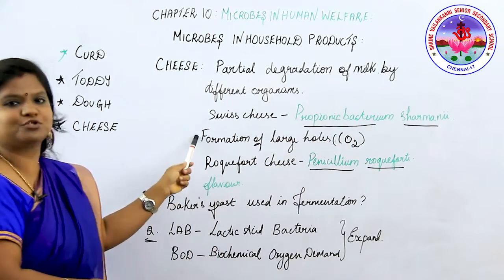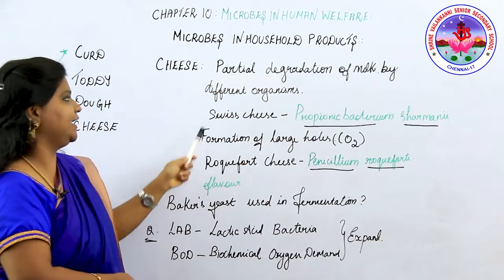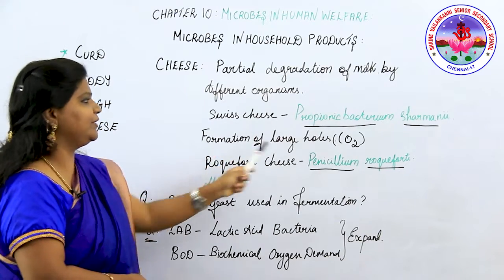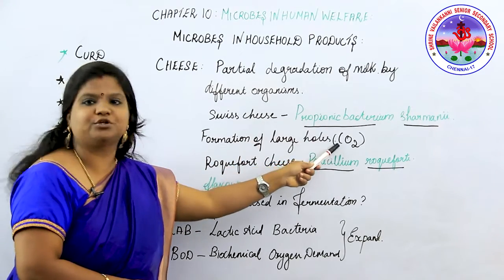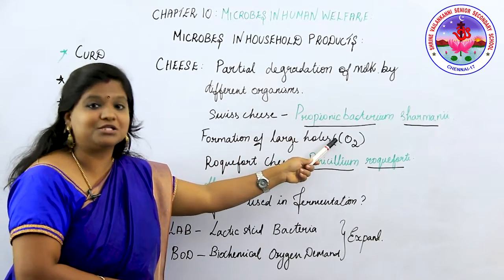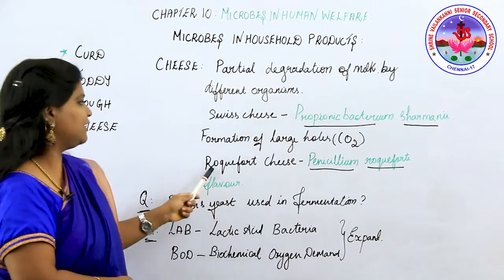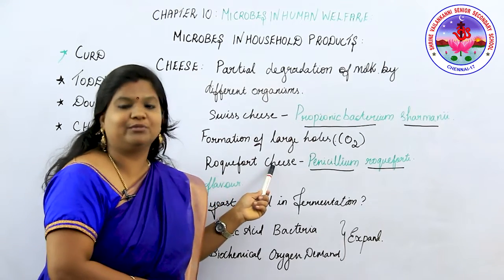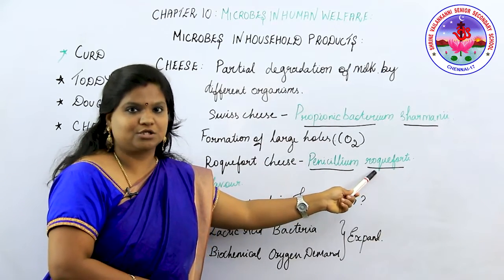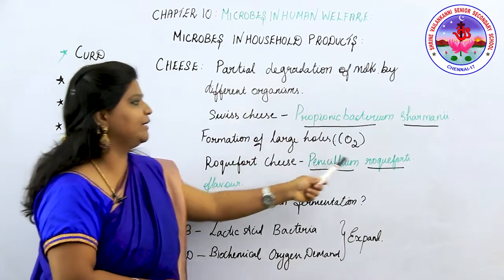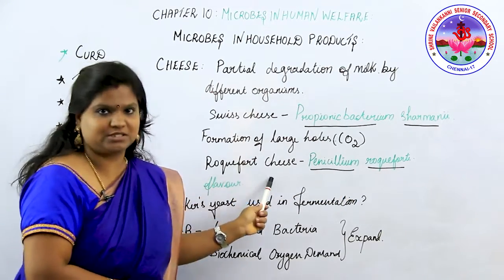So what is the special feature of this Swiss cheese? When you see the cheese, there will be large holes in the Swiss cheese, caused by the production of carbon dioxide. Next is Roquefort cheese, which is made using the fungus called Penicillium roqueforti. When the fungus Penicillium roqueforti ripens, we extract this cheese called Roquefort cheese.